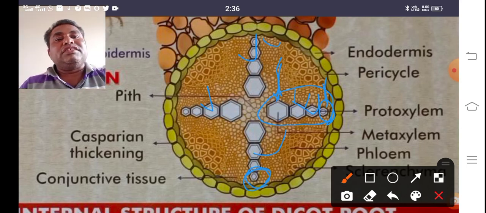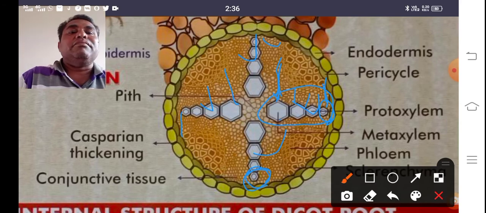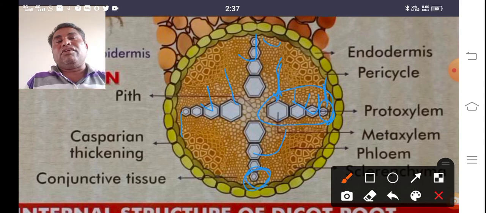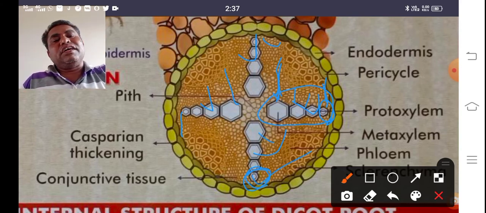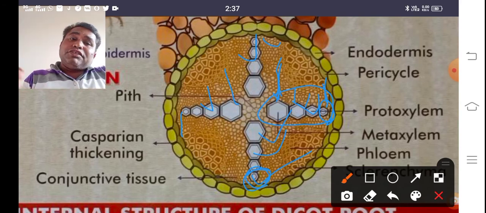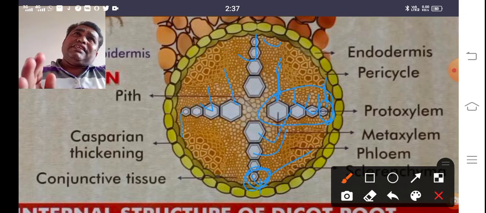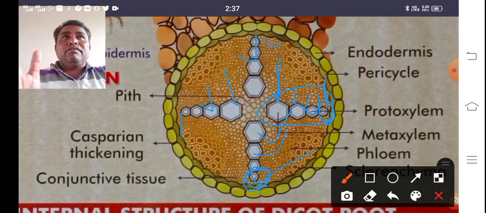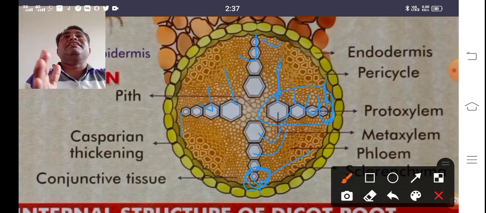The large cell is called metaxylem, the smaller one is called protoxylem. These words you have to keep in your mind. The smaller xylem cell is called protoxylem, the larger xylem cell is called metaxylem. If the smaller cell, the protoxylem, is present towards the peripheral region, outside, that xylem condition is called exarch condition. Exarch.